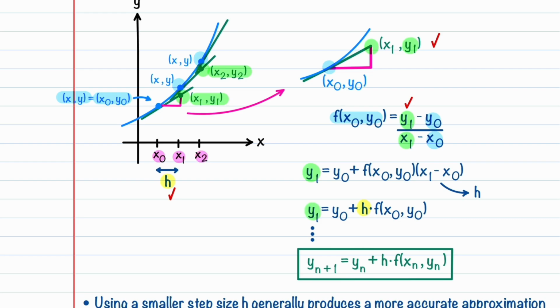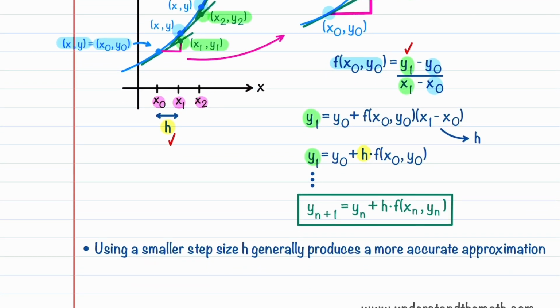This same process is used to find y2 and all the other y's. And this leads us to the formula that we're going to use. And that formula is y sub n plus 1 is equal to y sub n plus h times f of x n, y n. I want to make one more note about step size. Using a smaller step size h generally produces a more accurate approximation.